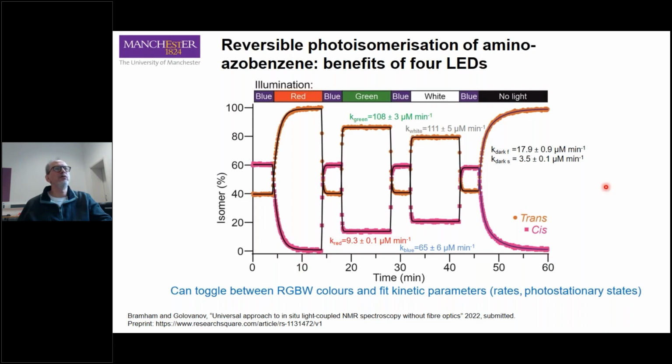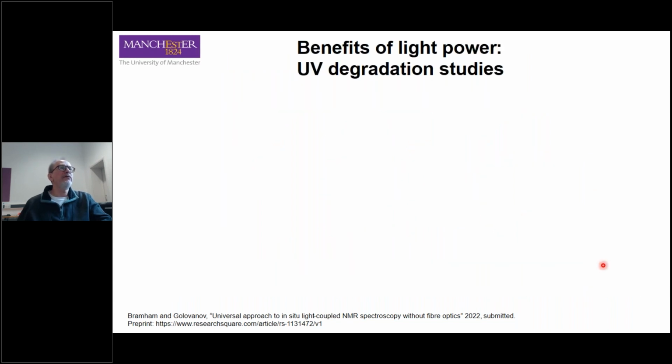Of course, any photo switches can be studied in this way, and different combinations of colors can be used as appropriate. For example, instead of white light, we can use UV light. And finally, we wanted to show an example of very high power UV delivered to an NMR sample, as may be necessary to drive some of the chemical reactions or when measuring photostability of pharmaceuticals.